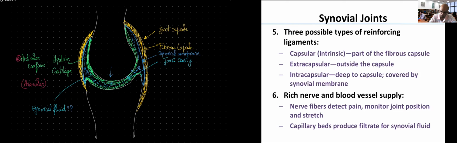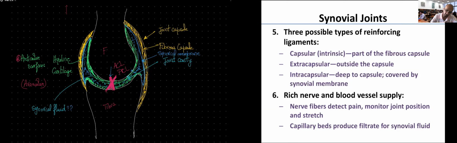So what kind of reinforcement do I have in here? I have three different types of reinforcement. I have the intracapsular reinforcements, which are the ligaments attaching the bones together. For example, if this is the femur and this is my tibia, I have the anterior cruciate ligament and posterior cruciate ligament, ACL, PCL. Those are ligaments attaching the bones together to reinforce and stabilize the joints. This is something inside the joint capsule, so we call it intracapsular reinforcement.